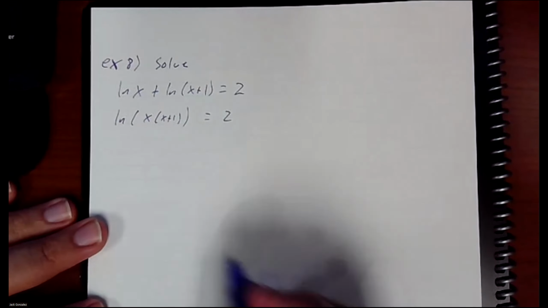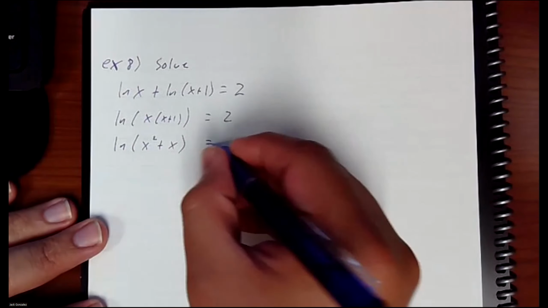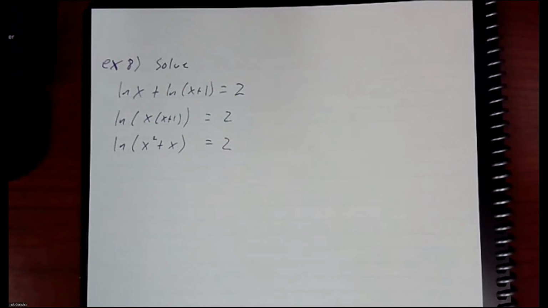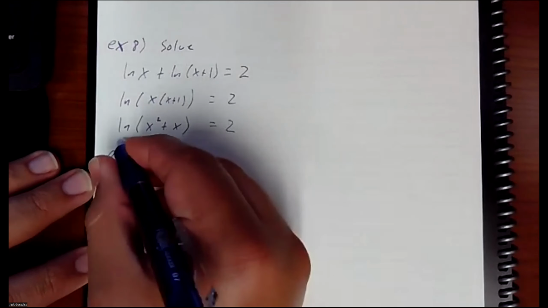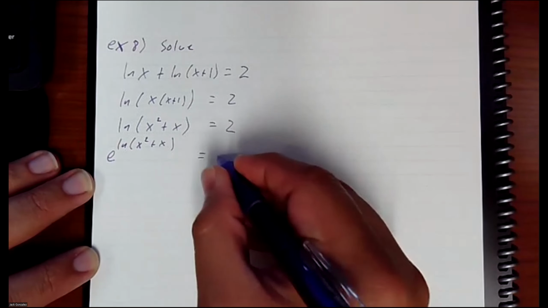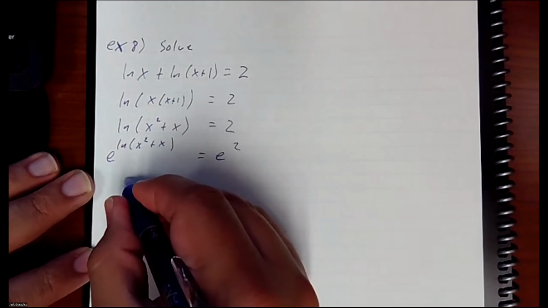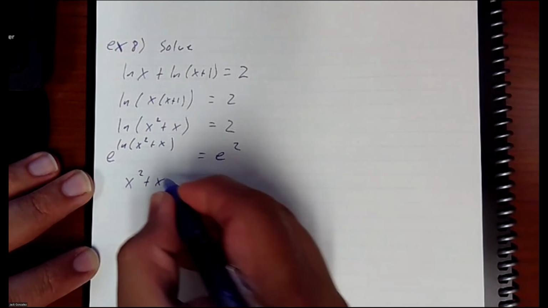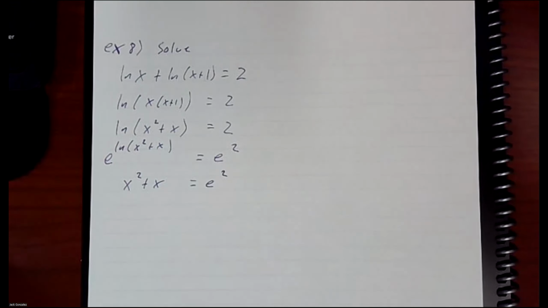Once you have one single log, introduce the base that will cancel your log. So I'm going to introduce e on purpose. We've got to do it to both sides. So the e's and ln will cancel because they're inverses, leaving me with x squared plus x equal to e to the 2. Okay.